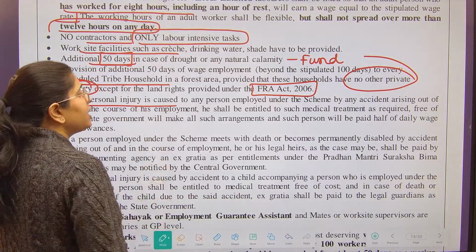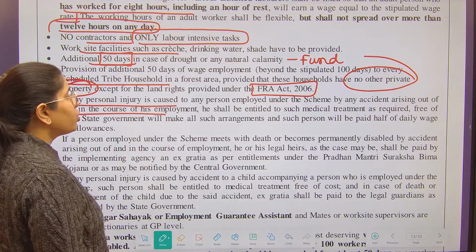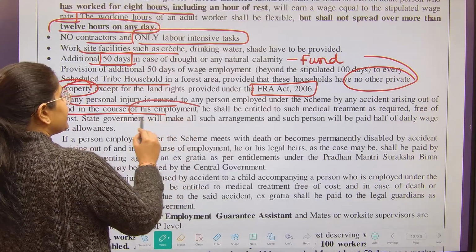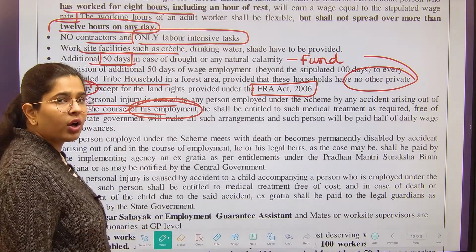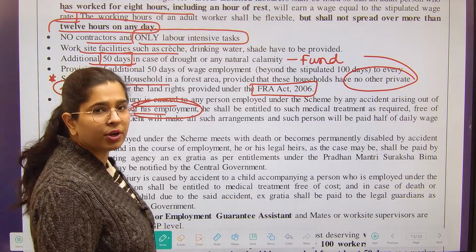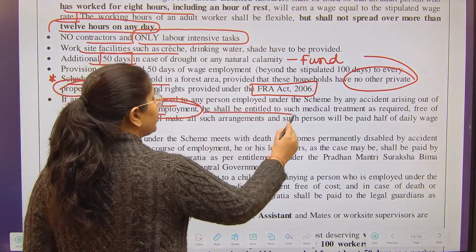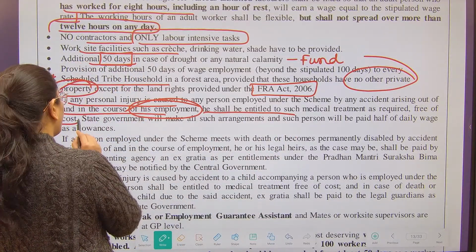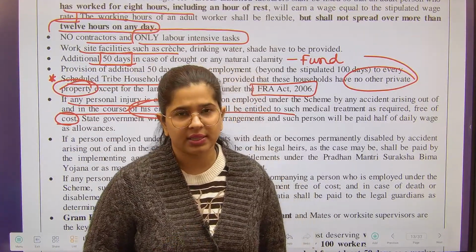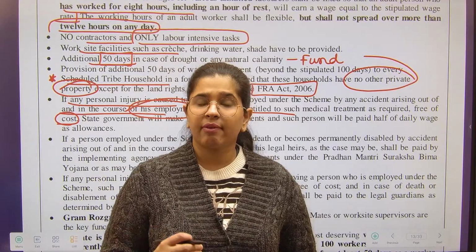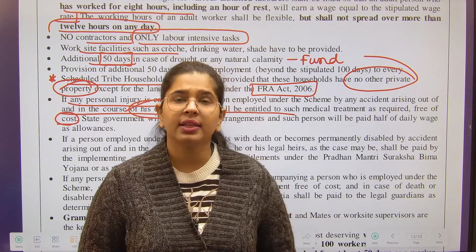If any personal injury is caused to any person employed under the scheme by any accident arising out of and in the course of his employment, any accident during the course of employment meaning while he was working on the site, if at that particular moment of time any accident has happened, then he shall be entitled to such medical treatment as is required, free of cost. Whatever kind of medical treatment will be required, even if the cost goes from 10,000 to 1 lakh, nothing matters, because government will be giving this particular benefit to all the persons who are working on the labor site.